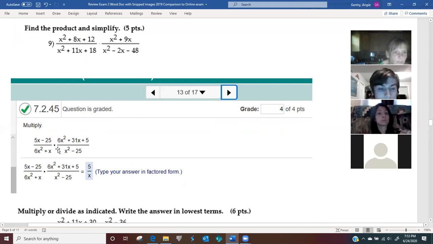Multiplication: factor, factor, cancel, cancel. Now this is not so straightforward, is it?